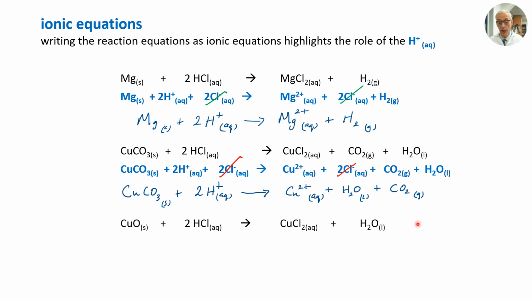Then from your third equation, copper oxide and hydrochloric acid, pause and write the ionic equation for that. So assuming you are ready, I'm going to reveal the ionic equation. Again, the chloride ions are spectator ions, so everything else has changed.